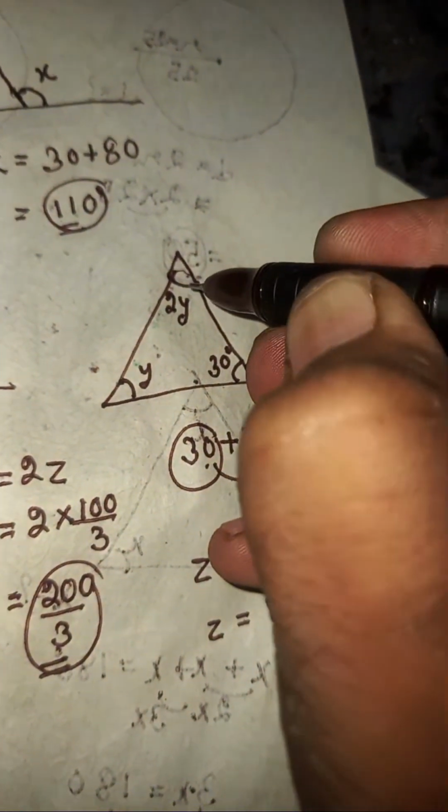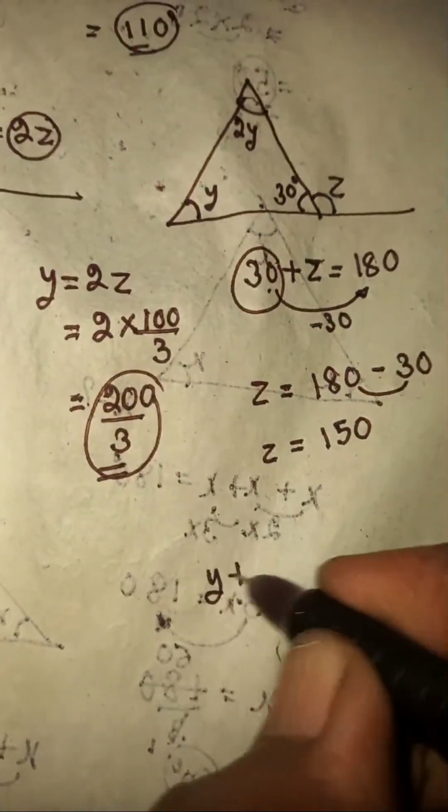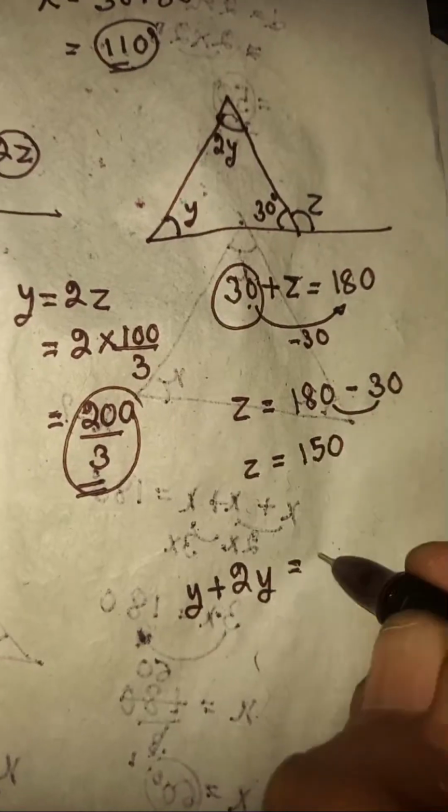Exterior angle is the sum of interior opposite angles in a triangle. So y plus 2y equals z.